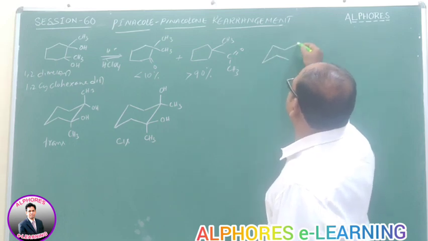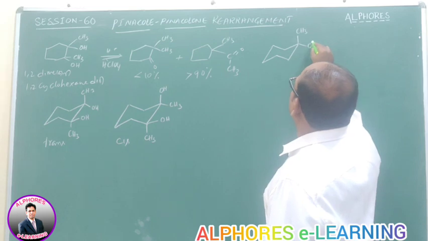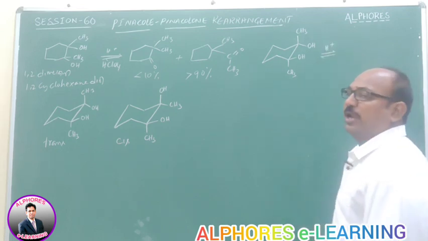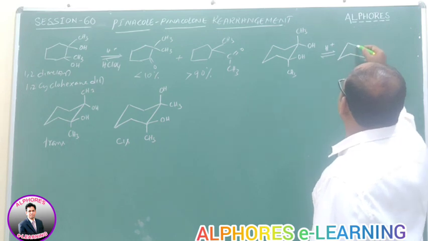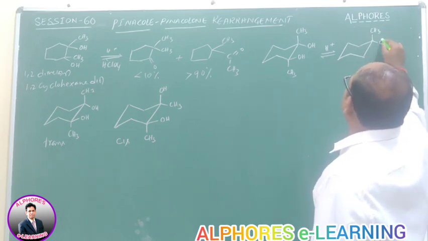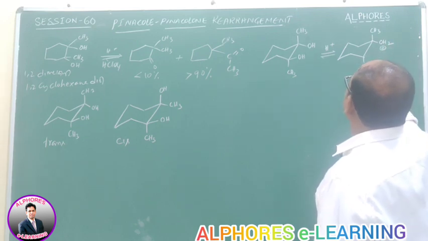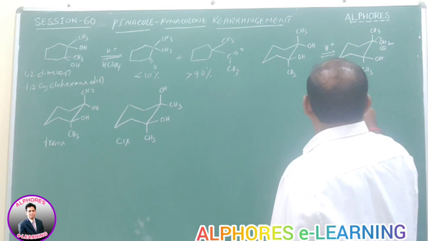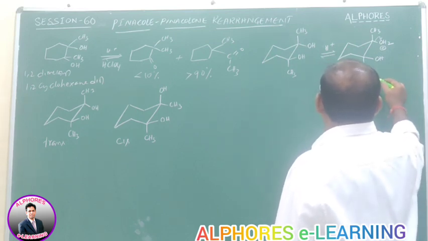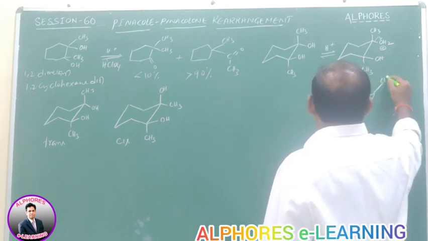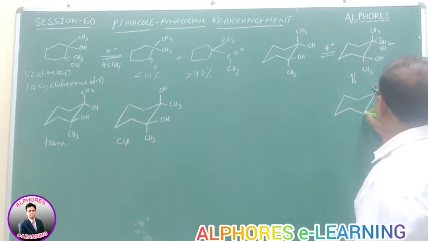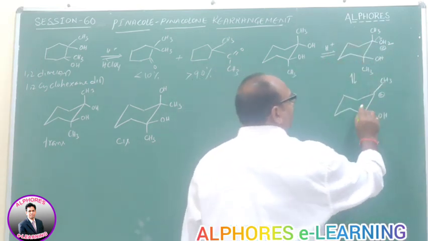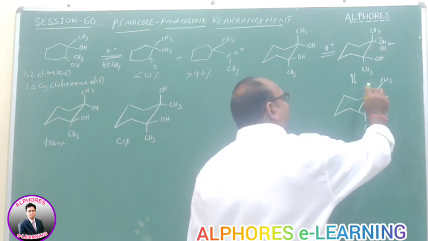In case of the trans conformation, CH3 here and OH, here OH, CH3. Upon acidification by protonation, one of the OH groups converts into OH2+, and this methyl remains as such. Now, after this water molecule leaves, we get a carbocation. Since a carbocation is trivalent planar, we cannot say axial and equatorial for the substituent CH3.